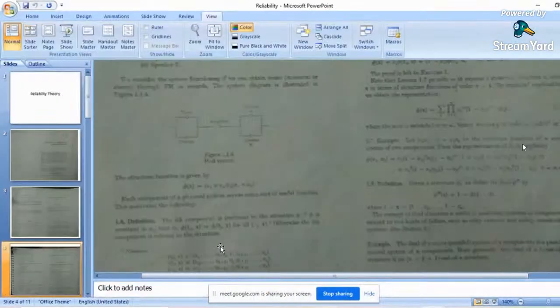So that is the condition mentioned here. Phi of 1i comma x not equal to phi of 0i comma x for at least one x. Otherwise the component is irrelevant to the structure.